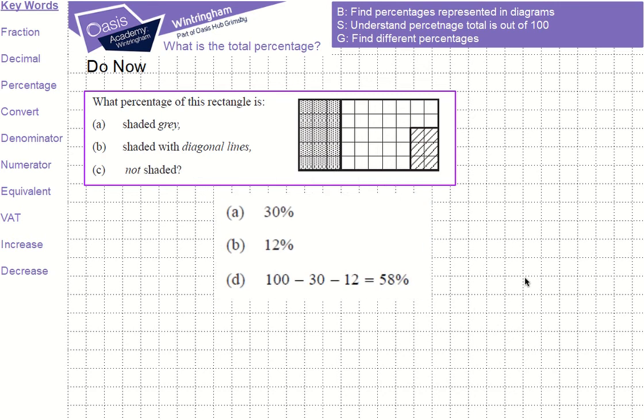Here's the answers on the screen. So for part A, there was 15 squares shaded, but there was only 50 in total. And we know that percentages need to be out of 100, so we need to double 15 to get 30. If we double 6, we get 12. And when we take those away from 100, we will get 58 as our last answer.